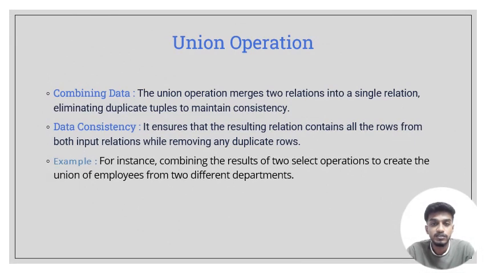Next we will discuss the third operation, that is the union operation, combining the data. The union operation merges two relations into a single relation, eliminating duplicate tuples to maintain consistency. Data consistency: it ensures that the resulting relation contains all rows from both input relations while removing any duplicate rows. For example, combining the results of two select operations to create a union of employees from two different departments.